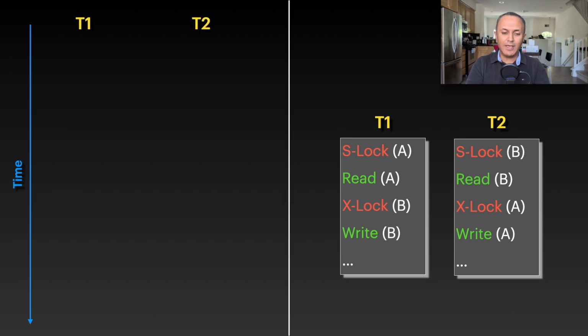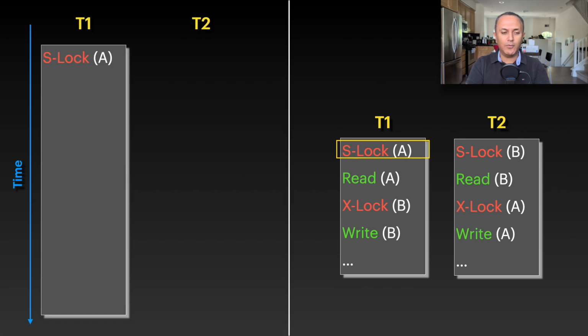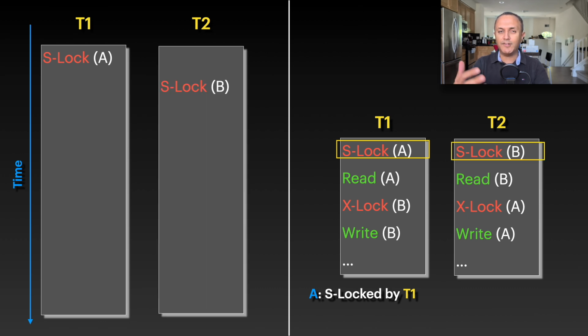Let's look at the timeline. Assuming T1 starts first, it requests an S lock on A. Since A is not locked at this point, it can acquire this, so now A is S locked by T1, and T1 should be able to proceed. However, let's say the control goes to T2, so T2 now is requesting an S lock on B. Again, B is unlocked at this point, so T2 can acquire this lock, so now B is S locked by T2, and T2 is able to proceed as well.